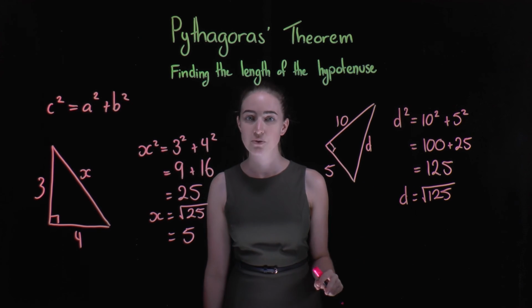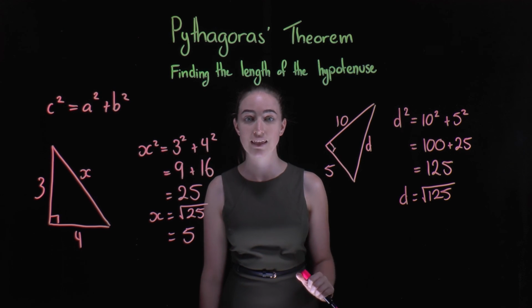All right, so that's 2 examples of using Pythagoras' theorem to find the length of the hypotenuse.